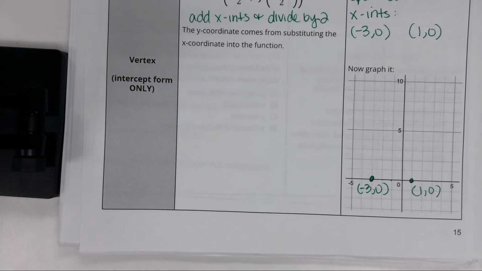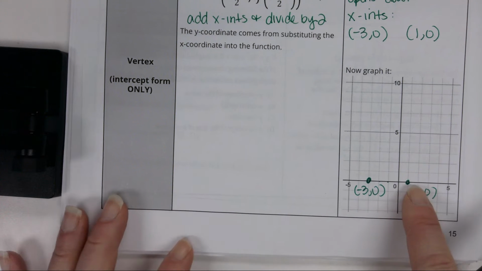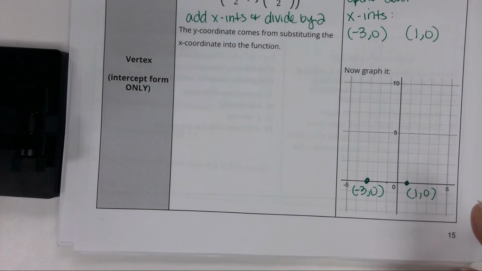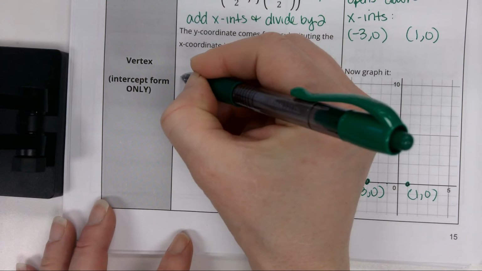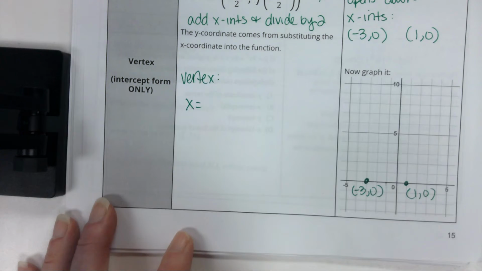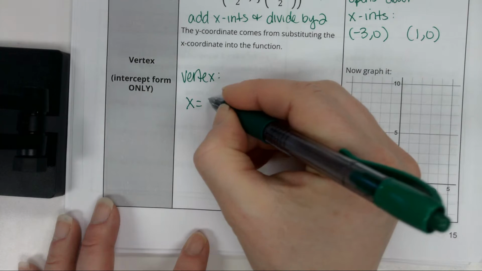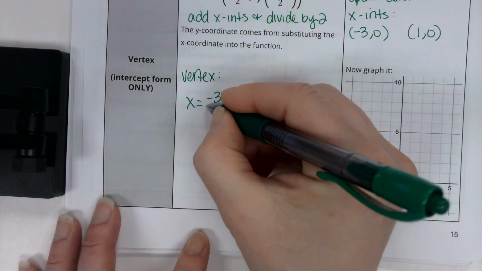Some of you can already just look and figure out what halfway in between is, but let's just write it out. So the axis is the middle, and it's also the x-coordinate of the vertex, not the y. The vertex isn't here, it's just the x is in the middle. So for the vertex, we're going to write x equals, and let's average those x-intercepts together. So we're going to add -3 plus 1, and we're going to divide it by 2.